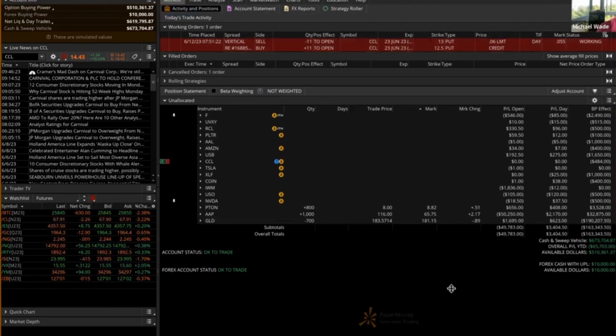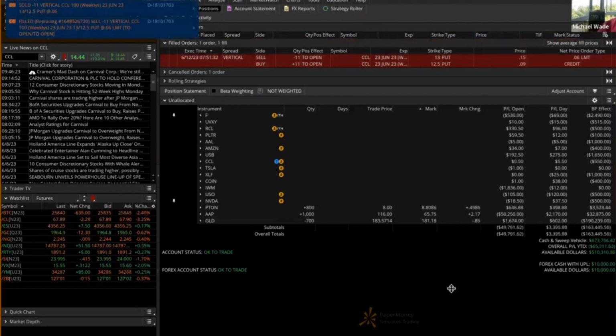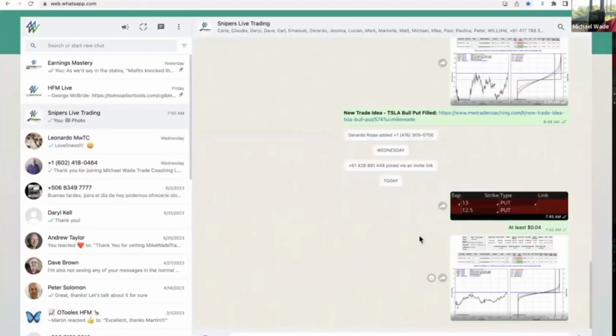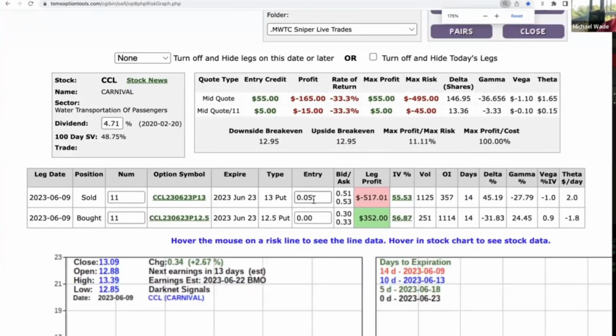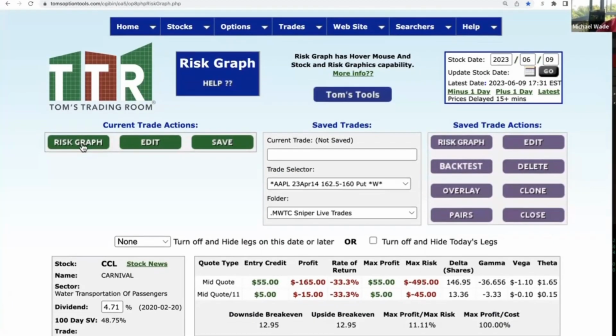And if it fills, we'll track it. Boom, we got it. So we just got 6 cents. Let me zoom back in so you can see. We got 6 cents. And that is our latest sniper trade.